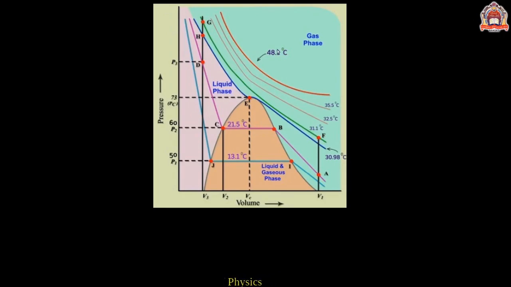But beyond this temperature, what action takes place? That is the 31.1 degrees centigrade. The horizontal spread of the curve goes on decreasing with rise in temperature. At this point, it almost vanishes. This shows that gas is not liquefied after this. For this line at 31.1 degrees centigrade, there is no liquefaction.